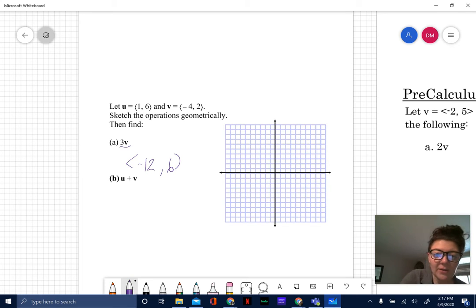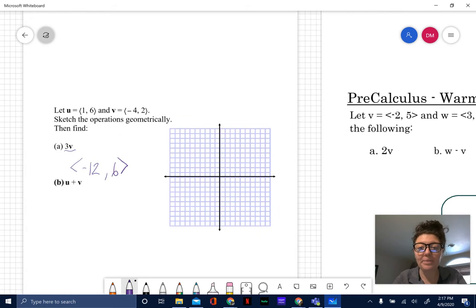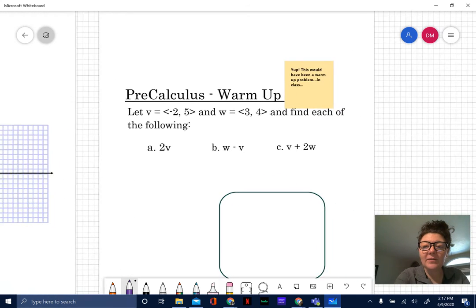Oh gosh, usually when I write, it's not hanging out in the air like this, so it's going to look not so nice. Sorry. u + v, you've seen: you just add the x components and add the y components. Not a problem. But let's go over this.